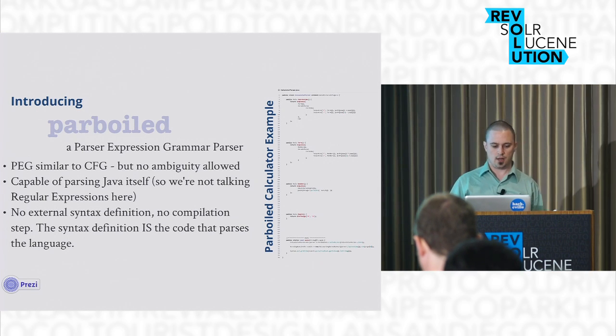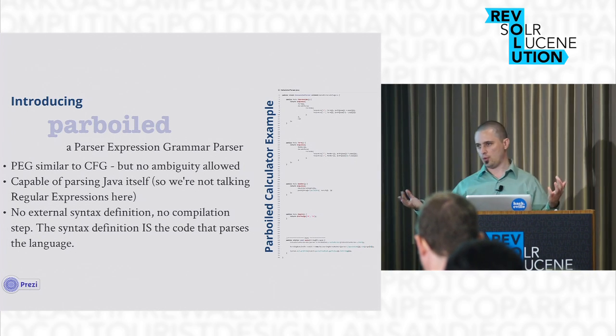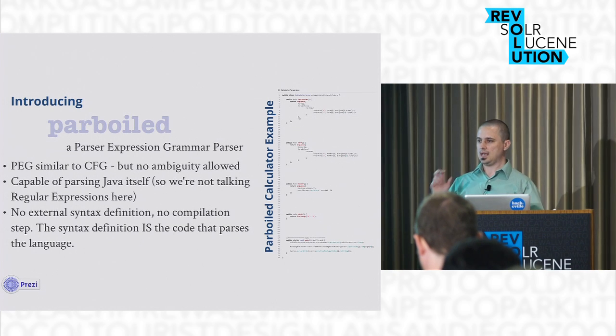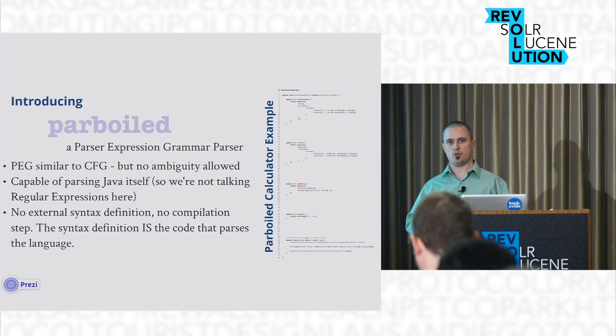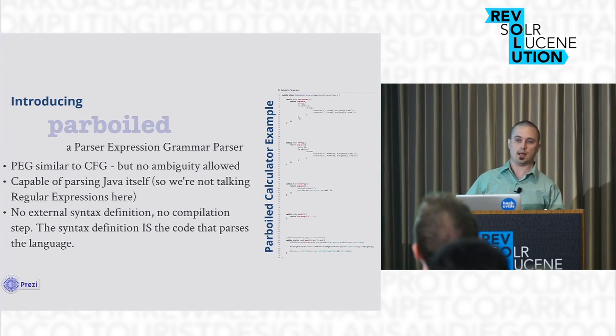The really cool thing about Parboiled is there is no auxiliary syntax file that you have to keep up with, and there is no extra compilation step that you have to keep up with. Really, the syntax that you write is code, and that code is the parser for whatever text comes in. So it's just one step. It's a Java class.